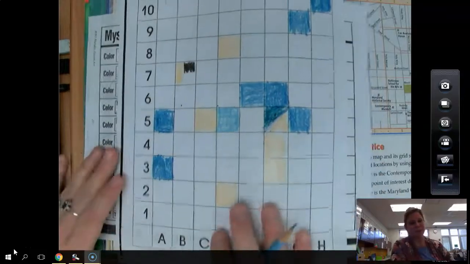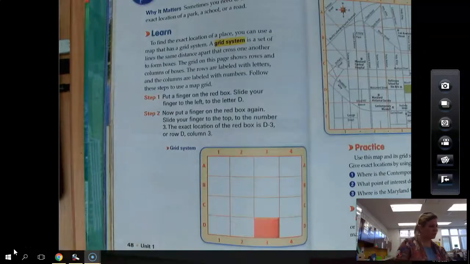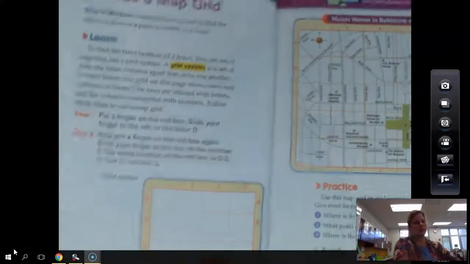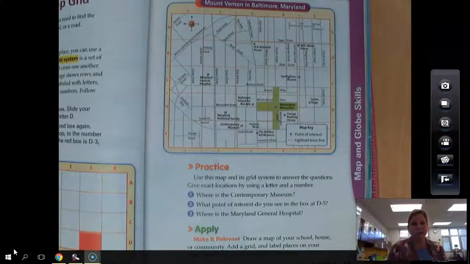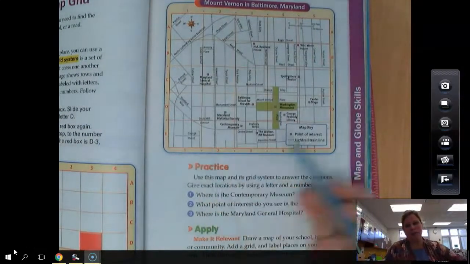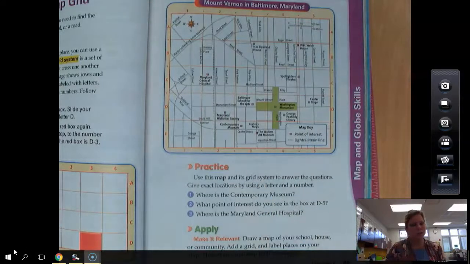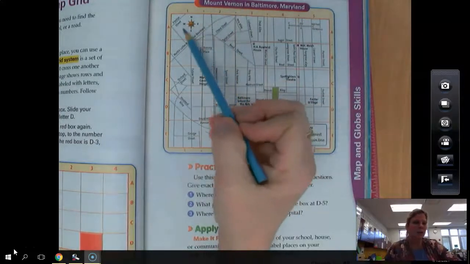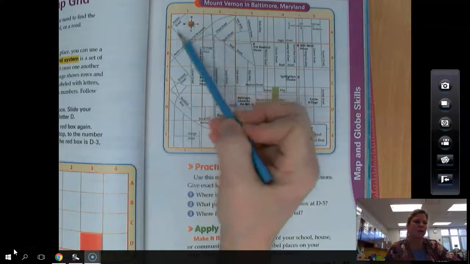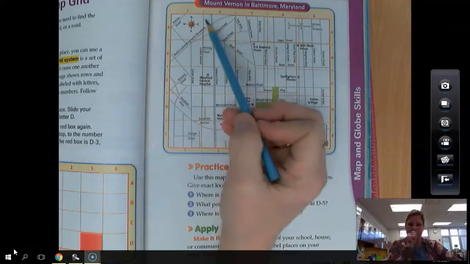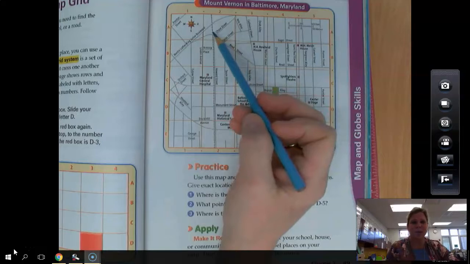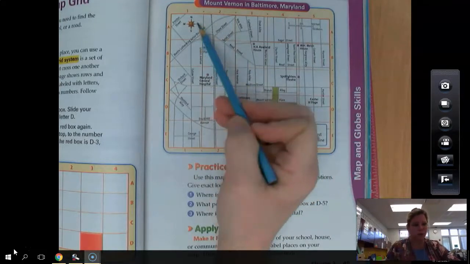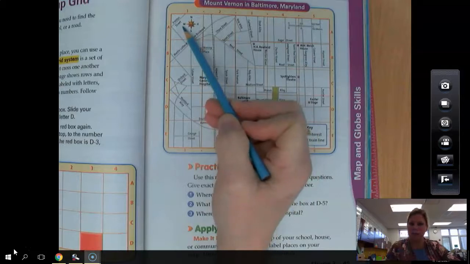Okay, let's get back to our maps. So we're going to look at page 49, and we're going to answer some of these questions based on the map that was given to us. Just to review a little bit, does anybody remember what we call this? What do we call this right here in the top left corner? Yeah, we call it a compass rose. A compass rose gives us directions. We have north, east, south, and west.